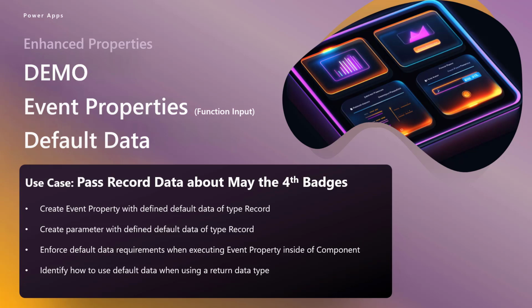And then we're going to enforce the default data requirements when we execute that event property inside of the component. Because remember, an event property starts its journey, if you will, inside of the component, then lets the app know that, hey, this happened, go do what you want to do. And then we're going to identify how to use default data when we're using a return data type. So we'll use no data type, and then we'll see a return data type of type record and see how we can kind of use everything under the sun in relation to event properties and default data. So let's get in there and take a look.